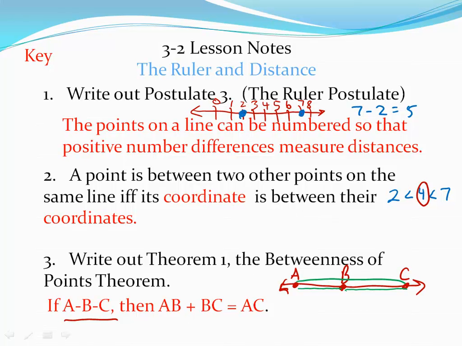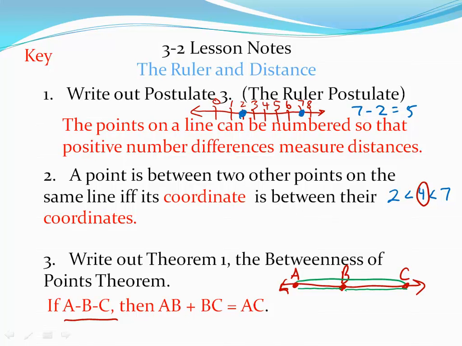So you see everything that we've got here in this one today. In number 1, write out postulate 3: points on a line can be numbered so that positive number differences measure distances. And number 2, a point is between two other points on the same line if and only if its coordinate is between their coordinates, demonstrated mathematically as 2 is less than 4 is less than 7. And write out theorem 1, the betweenness of points theorem: if B is between A and C, then AB plus BC equals AC.